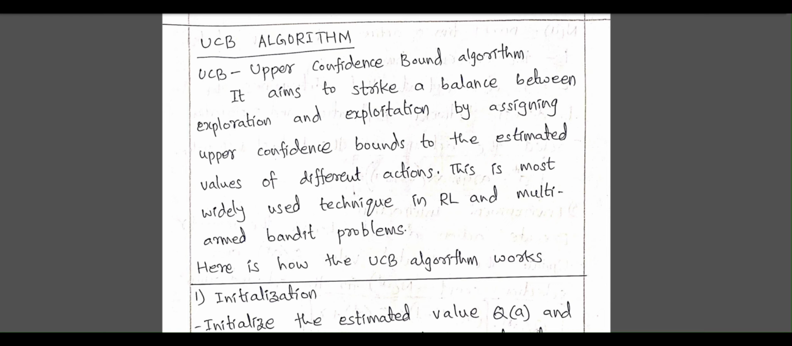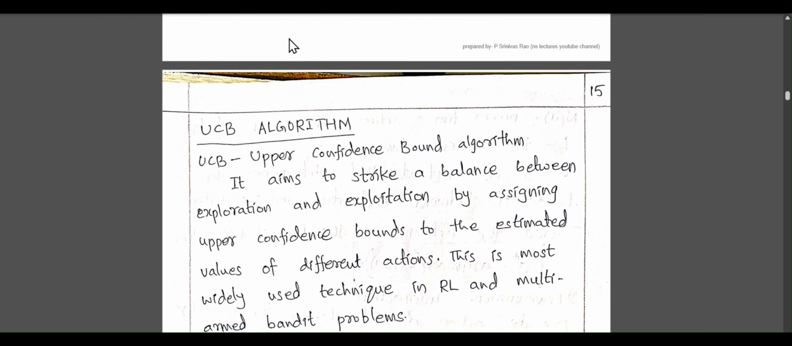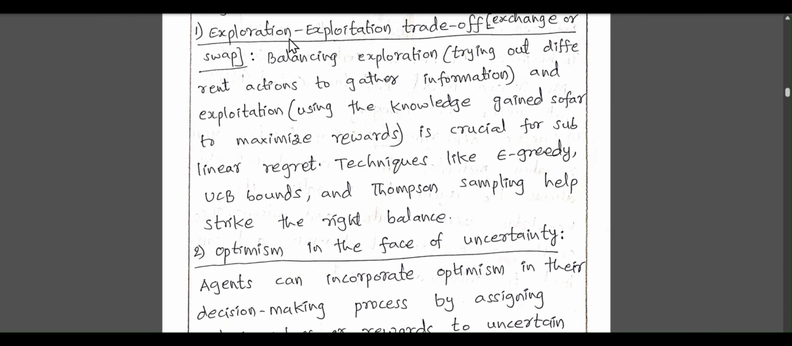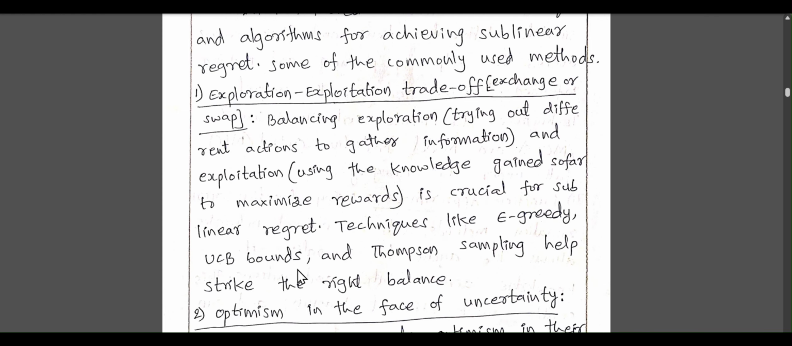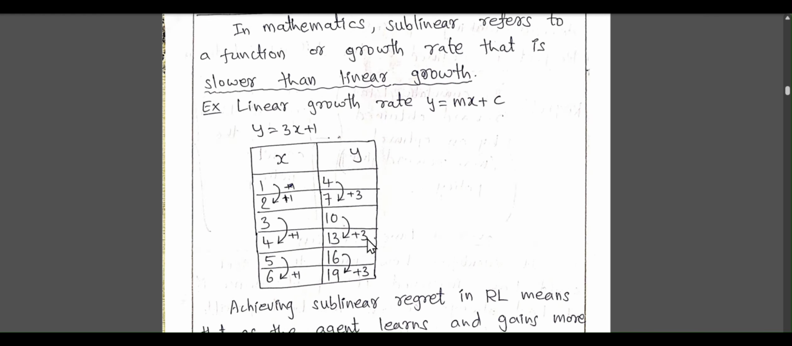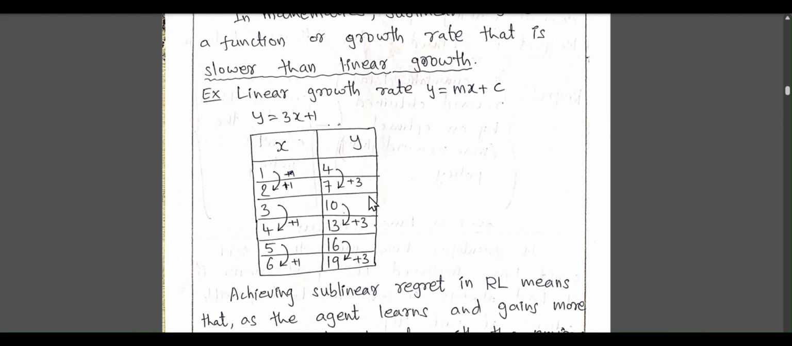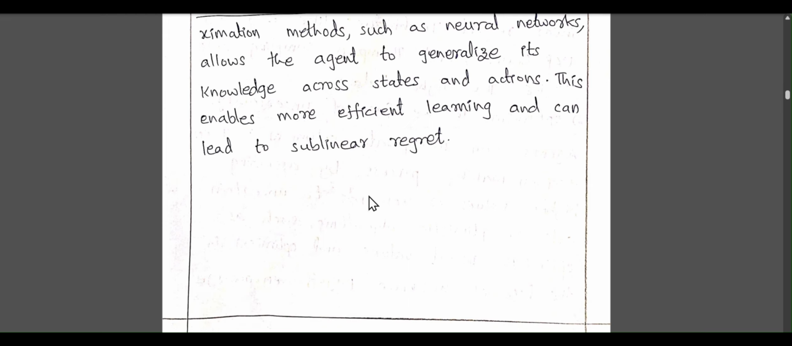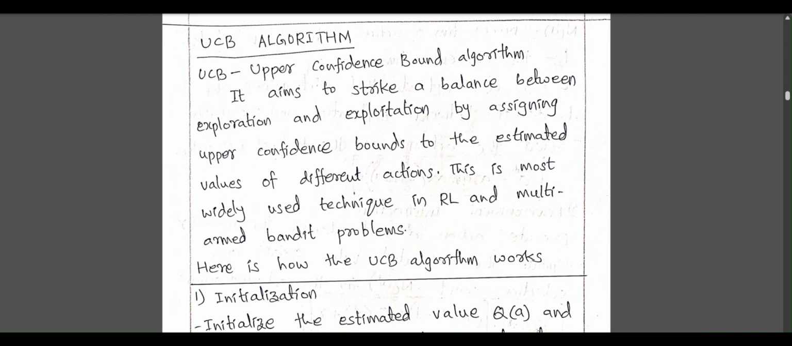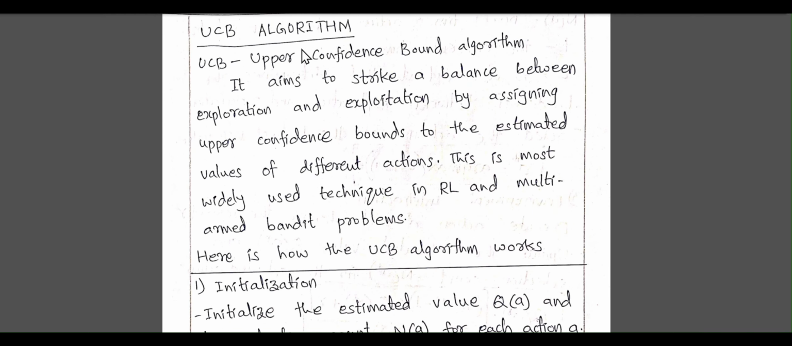In this video, we are going to discuss the UCB algorithm, which is the most popular algorithm in RL, a method used for solving multi-armed bandit problems. As I already said, to achieve sublinear regret, we are going to use techniques like UCB bounds and Thompson sampling for balancing. I have said this already in the previous videos. If you didn't watch them, please go check and watch them. Otherwise, you won't understand. So what UCB says is the definition.